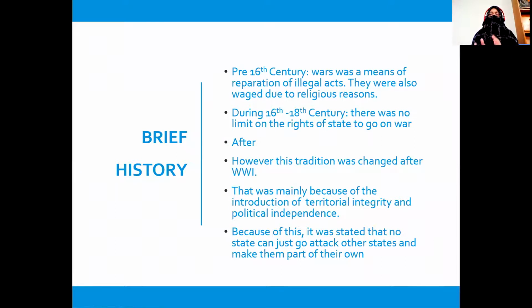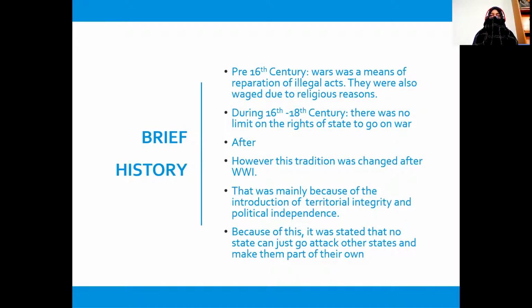First of all, before the 16th century, wars were a means of reparation for illegal acts. So whenever there were illegal acts, states used to wage war on other states. States also waged war for religious reasons, to spread their religion or to suppress other religions. But during the 16th to 18th century, there was actually no limit on going to war. If a state wanted to go to war with another state, they could freely do so. There wasn't any restriction. The sovereignty of states was not established.